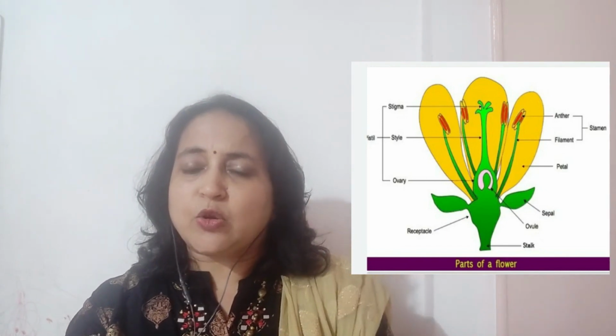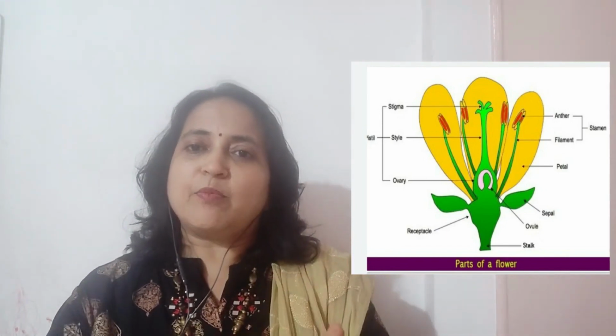As calyx and corolla are not directly taking part in the process of reproduction, they are known as the accessory whorls. Then which are the essential whorls? They are androecium and gynoecium.